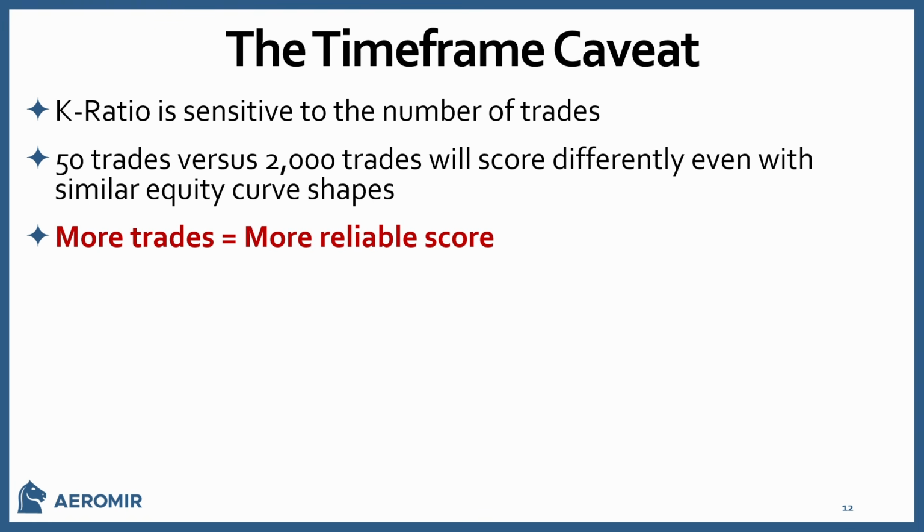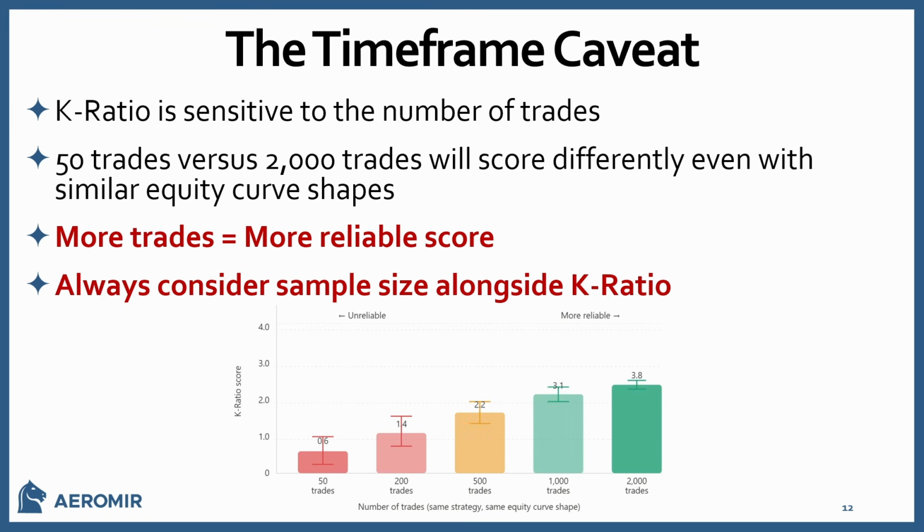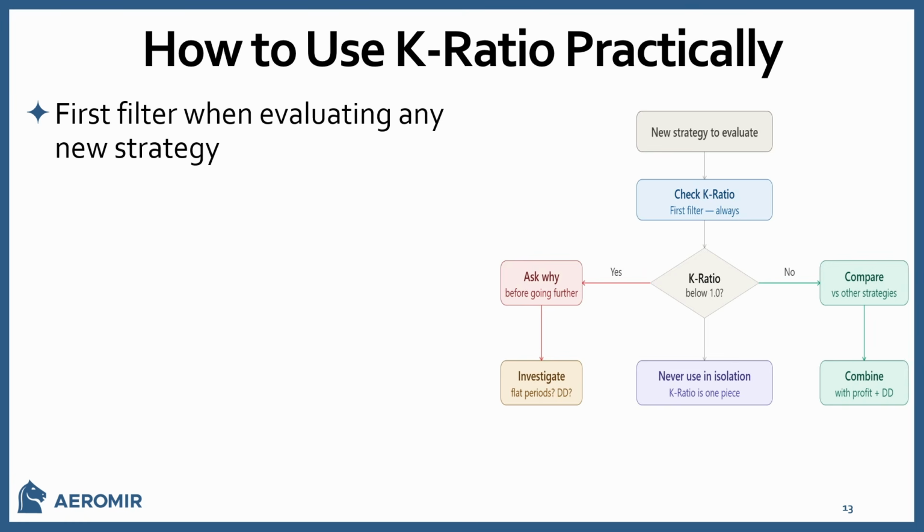So remember this, more trades equal more reliable score. And always consider sample size alongside the K ratio. So when you're looking at K ratio, make sure there's a sufficient number of trades. And you can see on the chart below, it has the range of 0.6, 1.4, 2.2, 3.1, 3.8 as the number of trades increases. So K ratio is rewarding that larger number of trades.